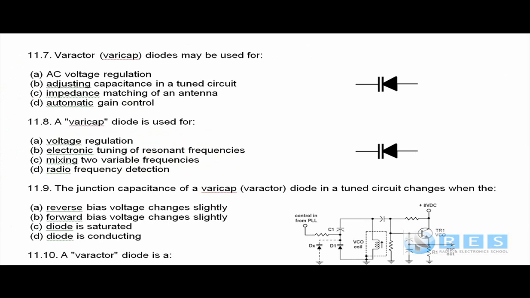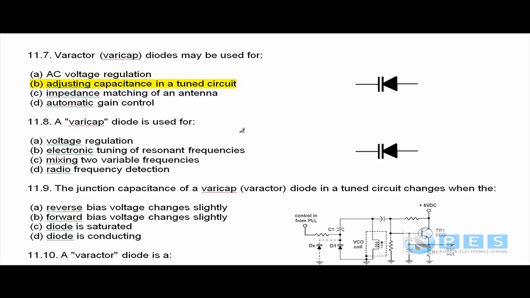Question 11.7. Varactor or varicap diodes may be used for, and we've already answered it in a previous question, but it doesn't hurt to drum it home. They change the effective capacitance in a tuned circuit. So it could be used to change the resonant frequency of a tuned circuit. You'd still have an ordinary capacitor and inductor in a tuned circuit, but you'd put a varactor in series with the capacitor, change the reverse voltage on the varactor, and that would change the resonant frequency of that tuned circuit.